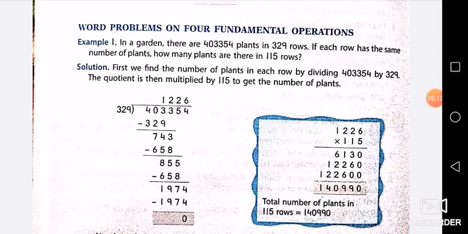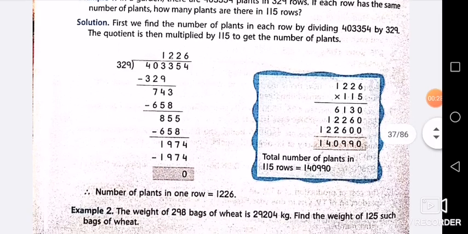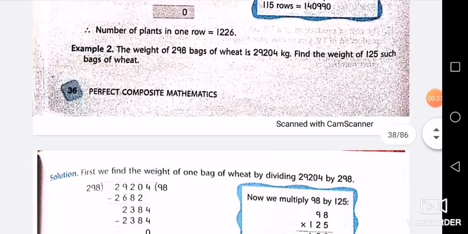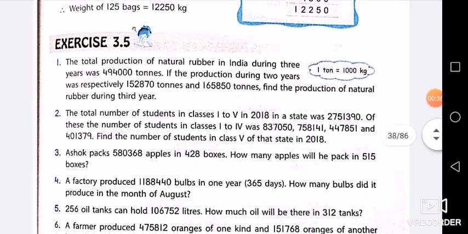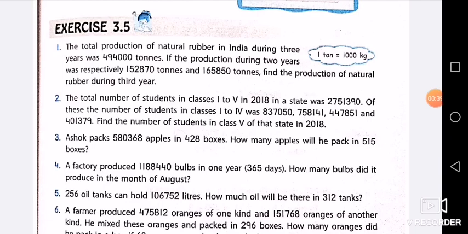We have started word problems on the 4 fundamental operations, which are addition, subtraction, multiplication and division. Related to that, we have done a few examples, and from the book we have completed example 1 and example 2. Along with that, from exercise 3.5, we have completed questions number 1, 2 and 3 yesterday. So today we are going to do question number 4.